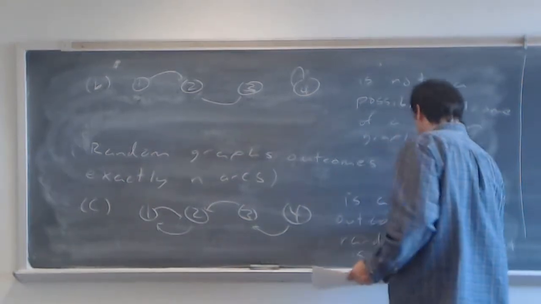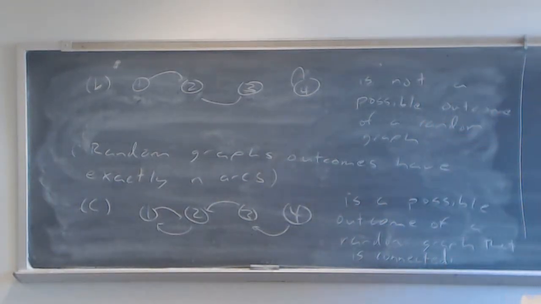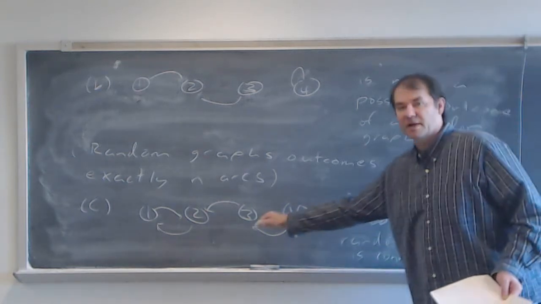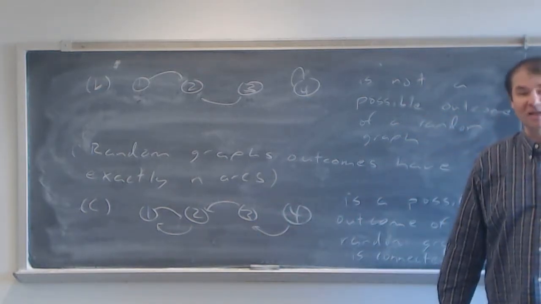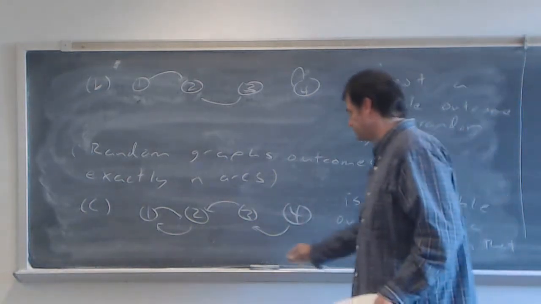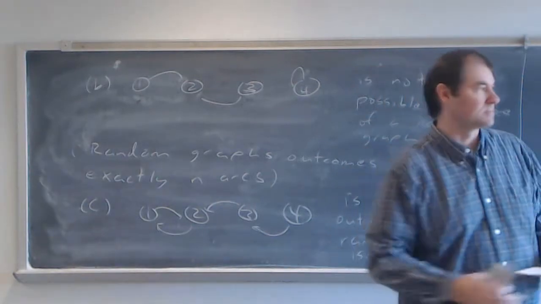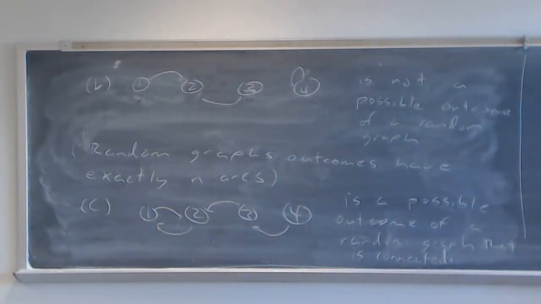The reason that I say it's a possible outcome of a random graph, first of all, we can see that it's connected, but the reason I say it's possible is that I don't know that each one of these creations of arcs are equally likely to occur. So that's the reason I say possible. Let's look at one more example.